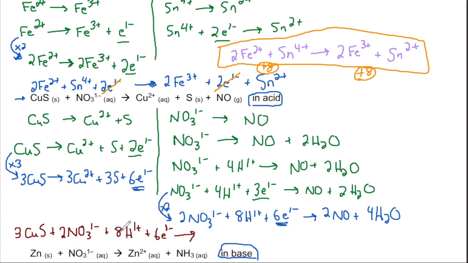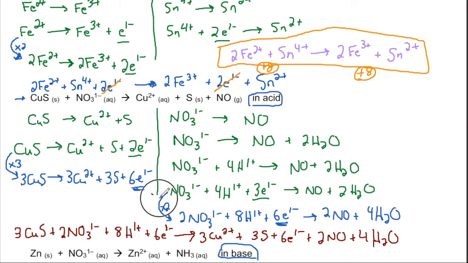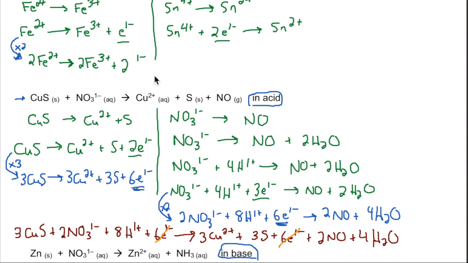So we've listed everything that appears on the left. Now we have to list everything that appears on the right. So on the right we have 3 copper 2 ions, 3 sulfur atoms, 6 electrons, 2 NO, and 4 water. These 6 electrons appear on both sides of the equation so they can cancel out. So I cleared some space. Let's go ahead and write the final answer here. And I'll include states this time.